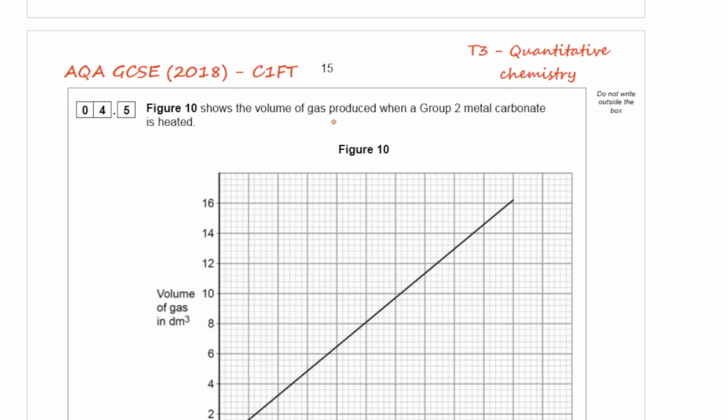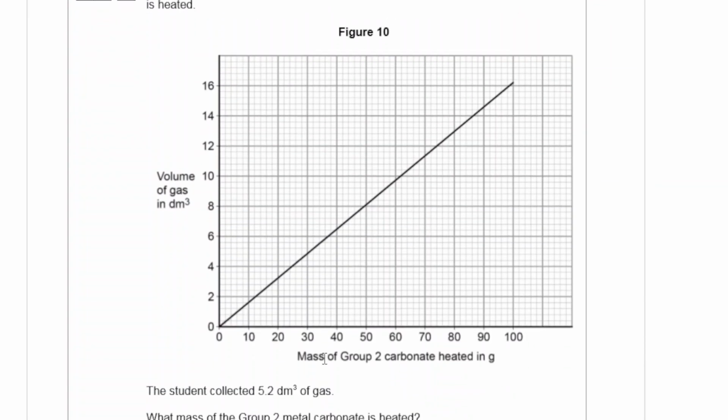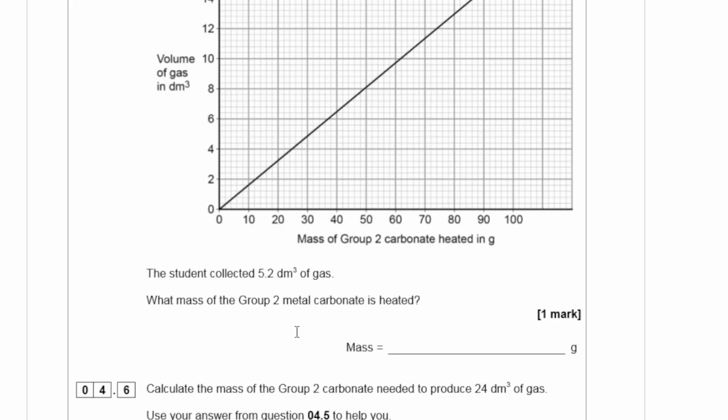Figure 10 shows the volume of gas produced when a group 2 metal carbonate is heated. That volume of gas is the carbon dioxide. As the mass of group 2 carbonate increases from 0 to 100, the volume of gas also increases. It's a straight line, so it's a linear relationship, and it looks like it is directly proportional as well.